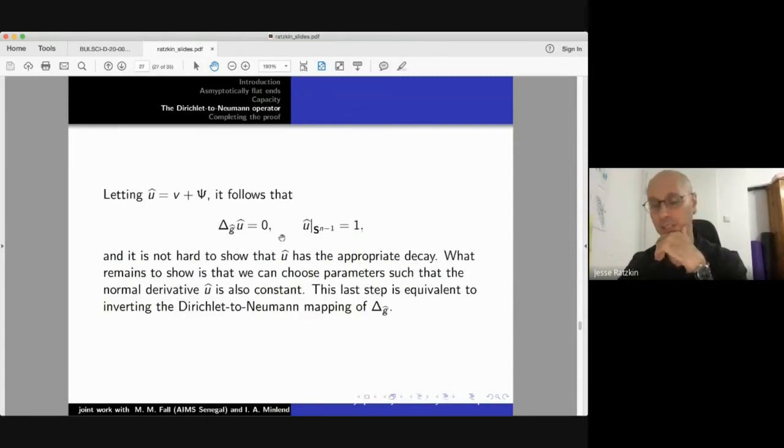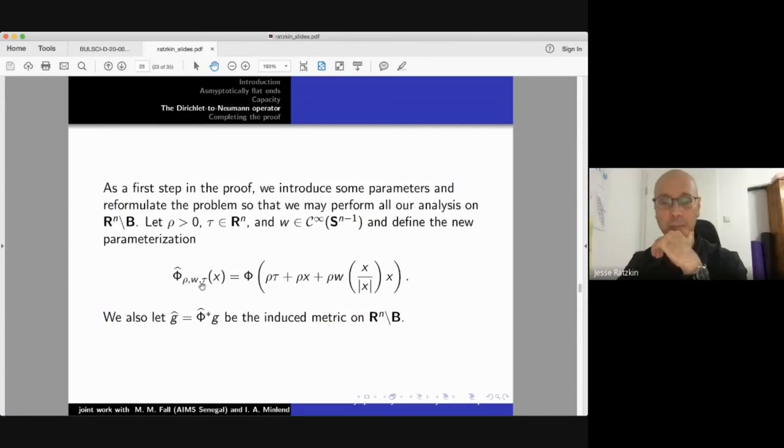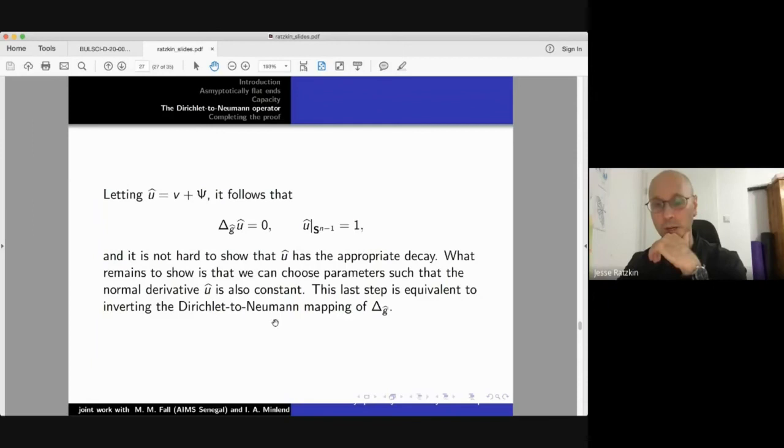Okay, so I've now constructed a nice harmonic function. It has the correct boundary values. It has the appropriate decay. What do I need to do? I need to choose, remember I have my parameters here. My parameters are the radius, w, and tau. I want to show that for every rho, I can choose w and tau such that the normal derivative of this u hat is also constant. And this last step is equivalent to inverting the Dirichlet-Neumann operator.